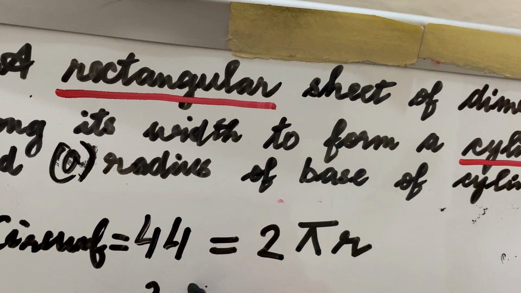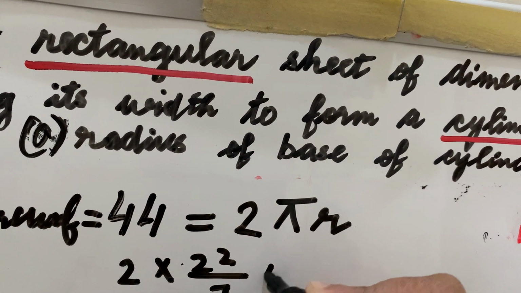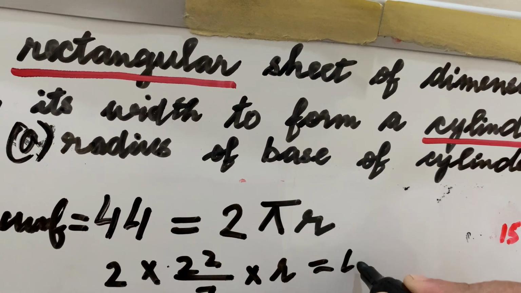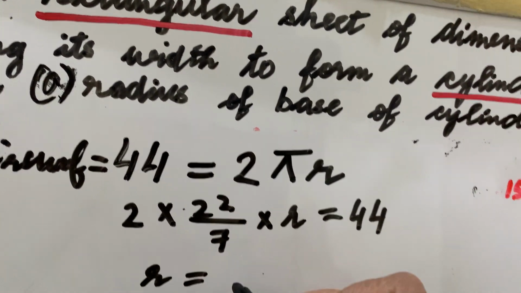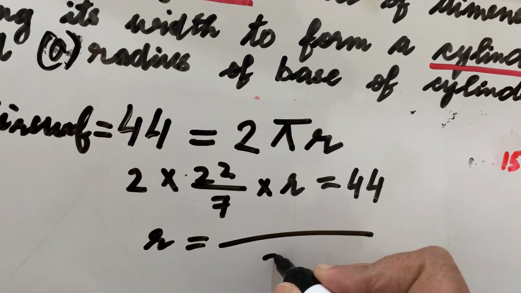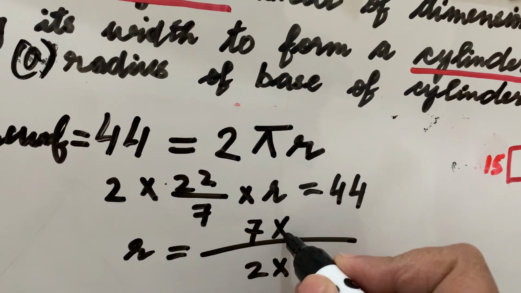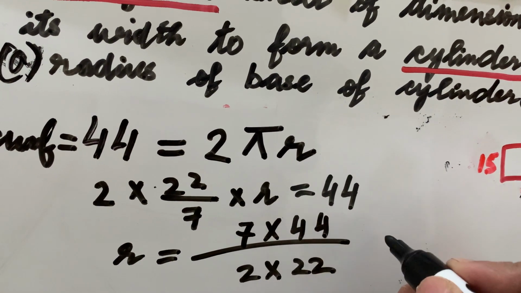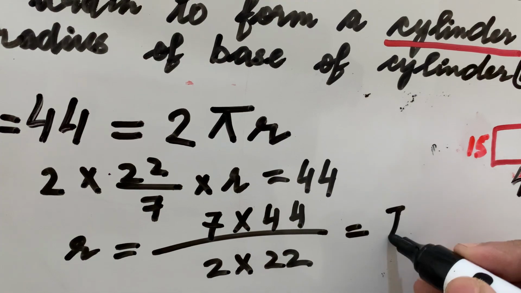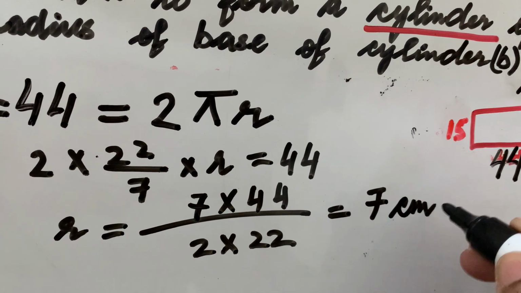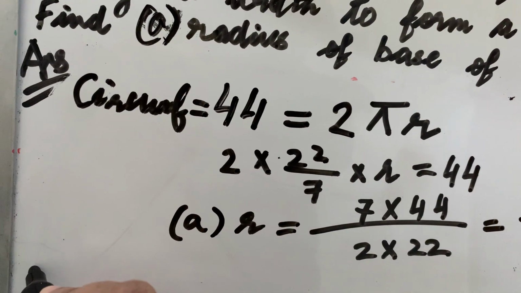So 2 into 22 by 7 into r gives us 44. So r will be equal to 7 into 44 divided by 2 into 22, which gives an answer of 7 centimeter. So this is part A of your question.